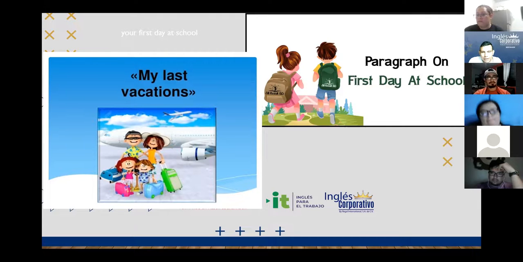Nuevamente, crear una presentación explicando, por ejemplo, su última vacación. Qué actividad usted realizó. También puede, si no quiere hablar de su última vacación, hablar de su primer día en el trabajo o de su primer día en la escuela, si lo recuerda, algunos detalles. Vamos a enfocarnos en esa actividad donde debemos practicar el speaking. No sé si existe alguna duda.